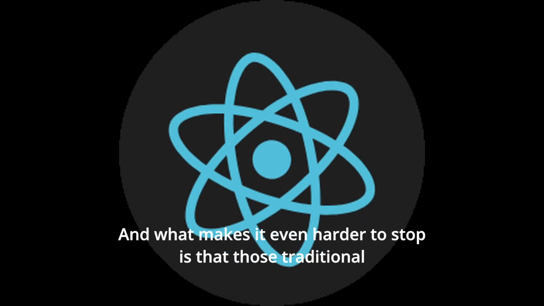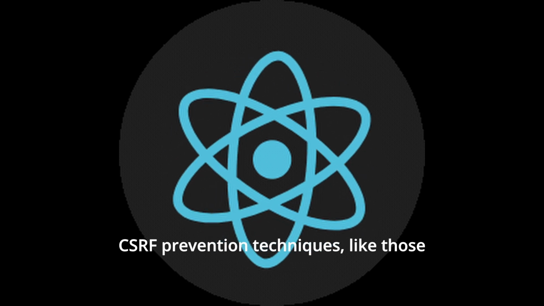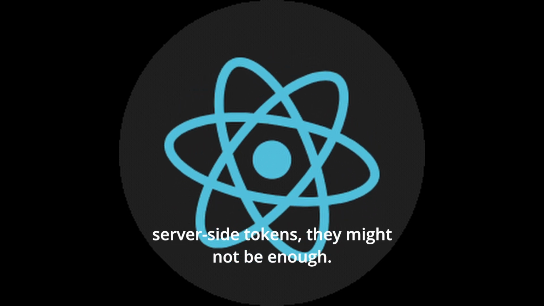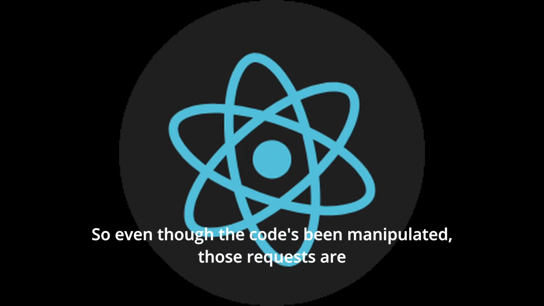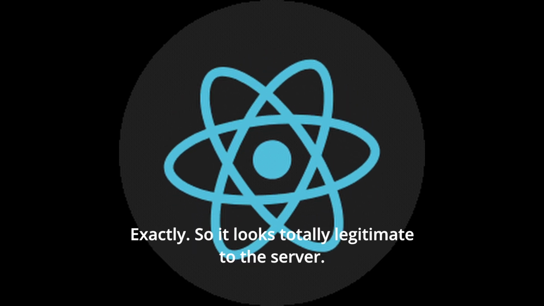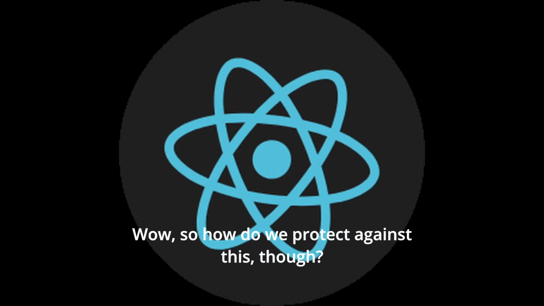And what makes it even harder to stop is that those traditional CSRF prevention techniques, like those server-side tokens, might not be enough. So even though the code's been manipulated, those requests are still coming from the user's browser. Exactly. So it looks totally legitimate to the server. Wow. So how do we protect against this then?